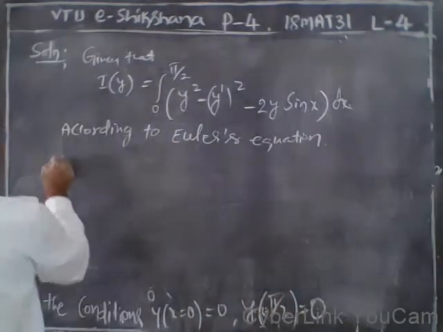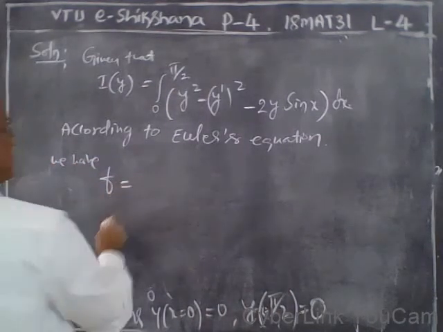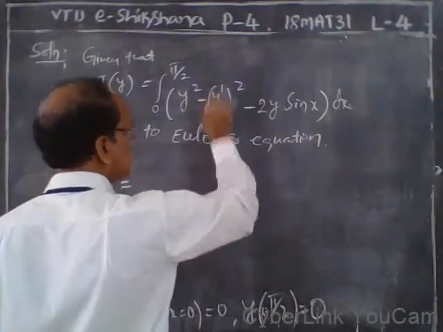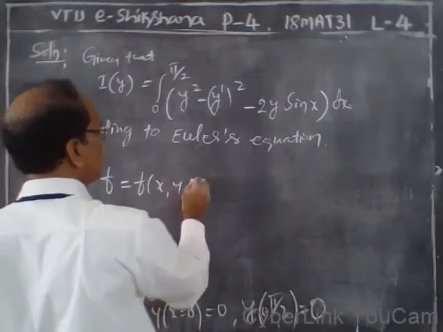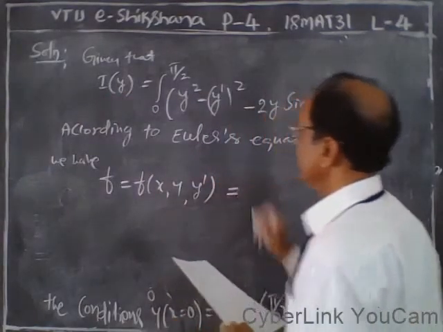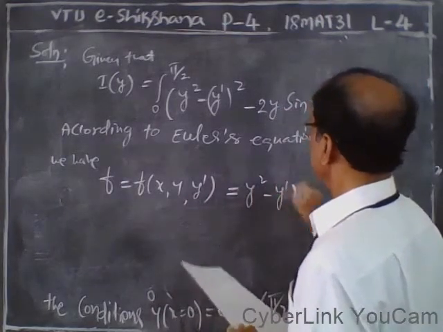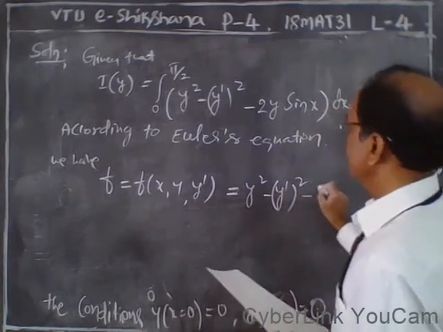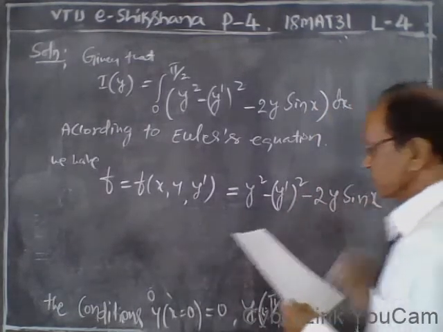Euler's equation, we have f, the function under the integral sign, f of x comma y comma y dash, is equal to y square minus y dash square minus 2y sin x.